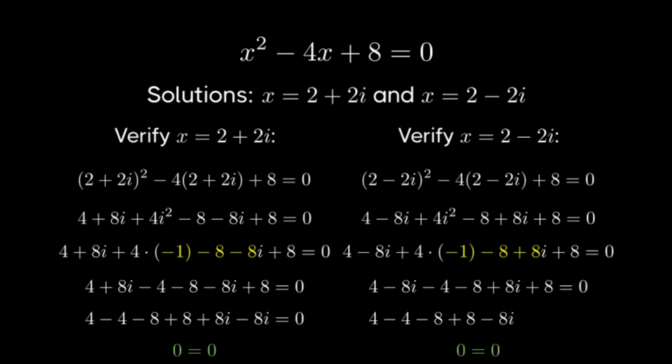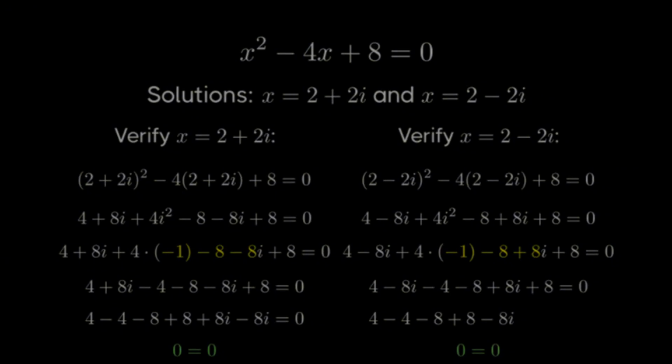Now that we've verified both solutions, let's discuss some important properties of complex solutions to quadratic equations. An important property of quadratic equations with real coefficients is that complex solutions always come in conjugate pairs. If a plus bi is a solution, then a minus bi will also be a solution, just as we saw with 2 plus 2i and 2 minus 2i. Complex solutions are extremely valuable because they allow us to solve equations that have no real solutions. Our original equation, x squared minus 4x plus 8 equals 0, has a discriminant of -16, which tells us it has no real roots.